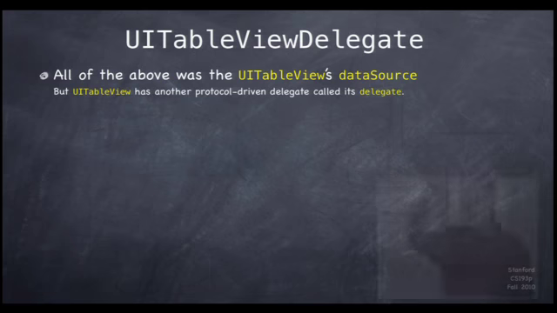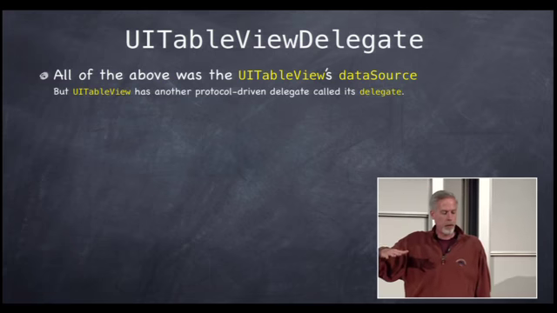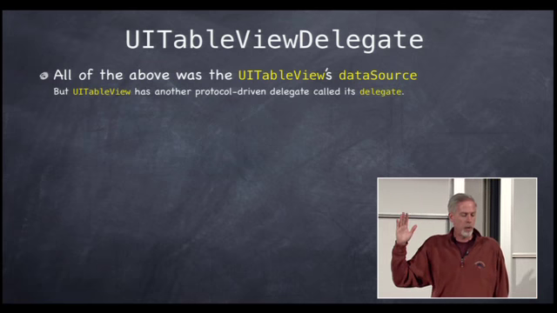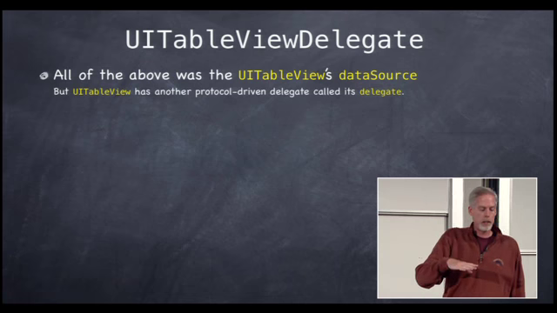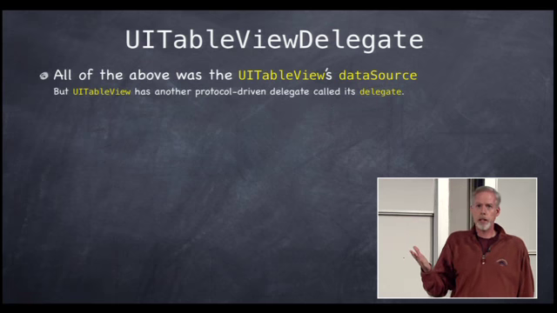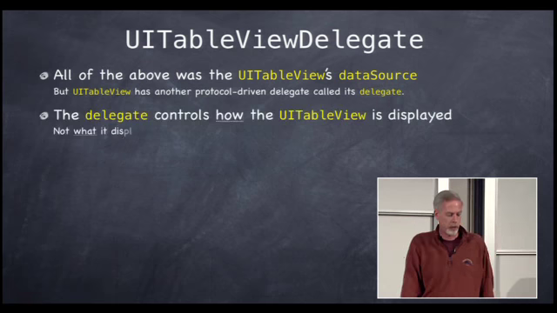Okay, so all of what I've talked about so far is part of the UITableView's data source. Now we're going to talk about its other protocol, which is called its delegate, which is really its user interface delegate. It controls how things are displayed in the table view. So the delegate controls how the table view is displayed, and the data source controls what is being displayed in the table view. The delegate also lets you observe what's going on in the table view. You know, this did do that, this will do that, all those kinds of delegate methods you're used to, like in scroll view, same kind of thing.